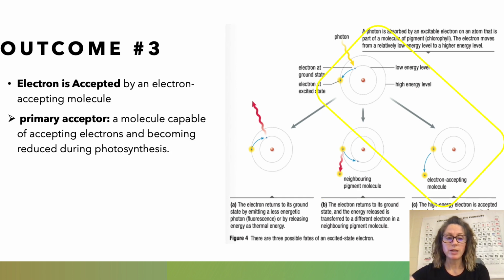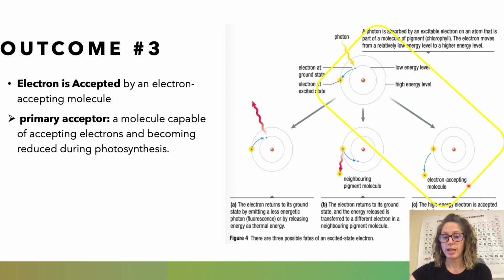The third outcome is that that electron actually jumps to another atom and it gets accepted by another molecule. And again, we'll see what this looks like. So in our 3 different states, we have essentially nothing happening except heat being released. This one, energy gets transferred to another pigment molecule. And in our third case, the entire electron jumps to another molecule. So thermal energy released, energy transferred to activate another electron, and actual movement of the electron.